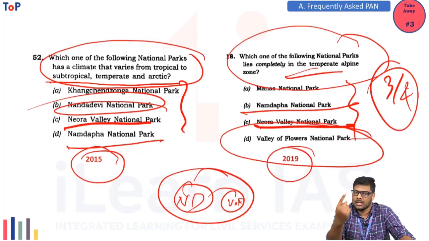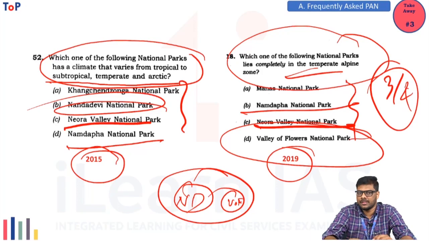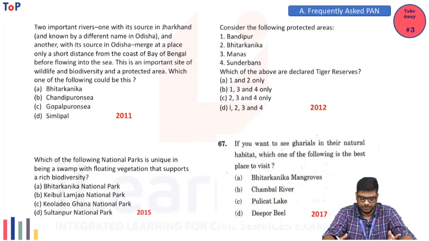Okay, and revise it, keep on revising it. You will be able to eliminate the wrong options and to identify the right options. Getting it? So, this is my takeaway number 3, and more examples for you.